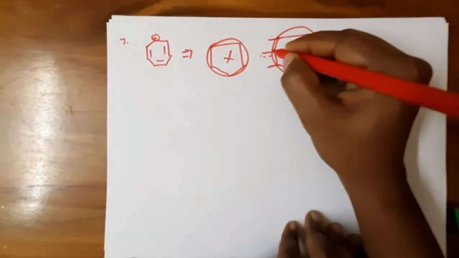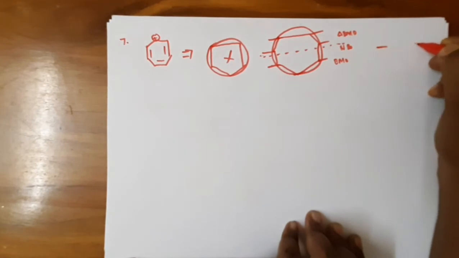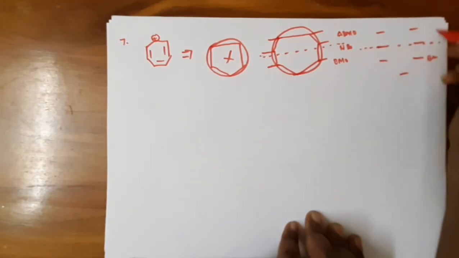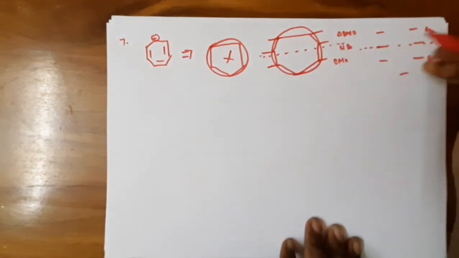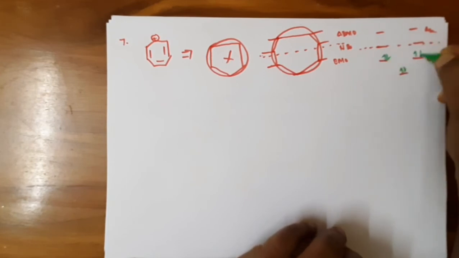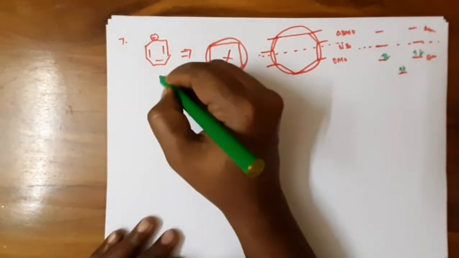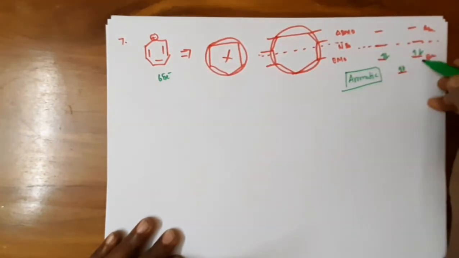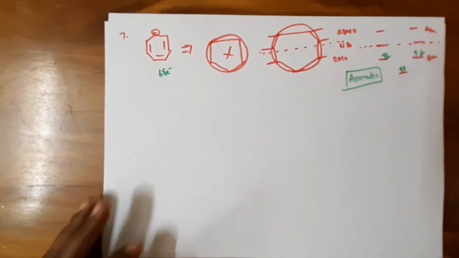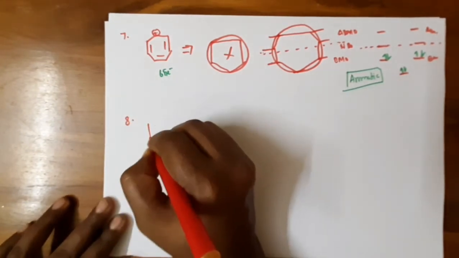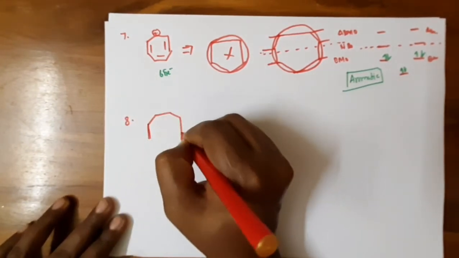And if you fill the electrons, so this is the horizontal line, bonding and anti-bonding. So totally it has 6 pi electrons. So if you put the electrons 1, 2, 3, 4, 5, 6. So it has 6 pi electrons, hence it is aromatic and diamagnetic. So 6 pi electrons in the bonding molecular orbitals, hence it is aromatic. Next take the 8-member ring.